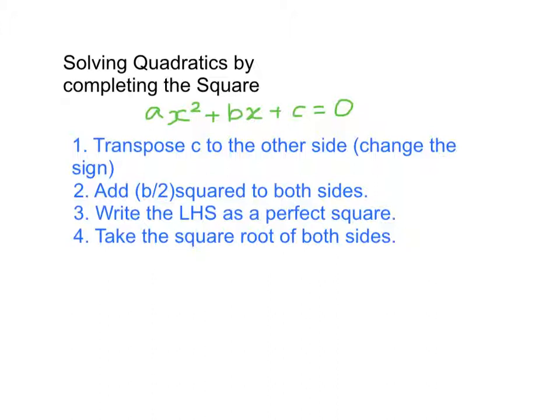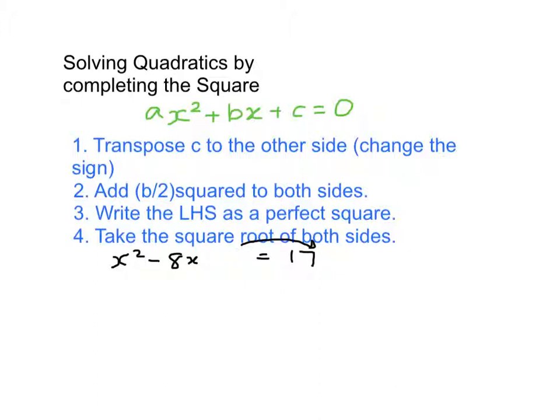I can probably squeeze it on the bottom of the screen so you can see what we're doing. Let's take x squared minus 8x minus 17 equals 0. Now the first thing I want to do is put the 17 on the other side. So if I can conserve space, let me rub this out. It becomes a plus 17 on the other side.